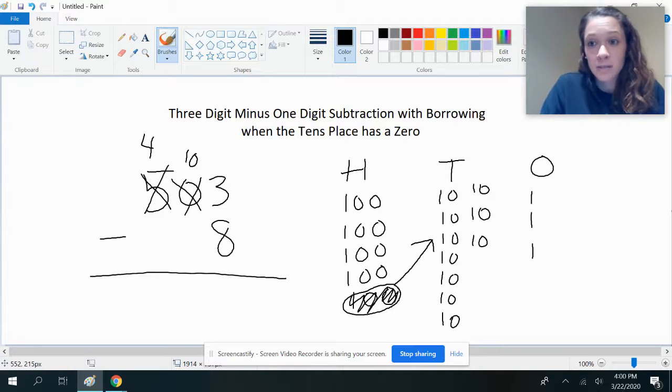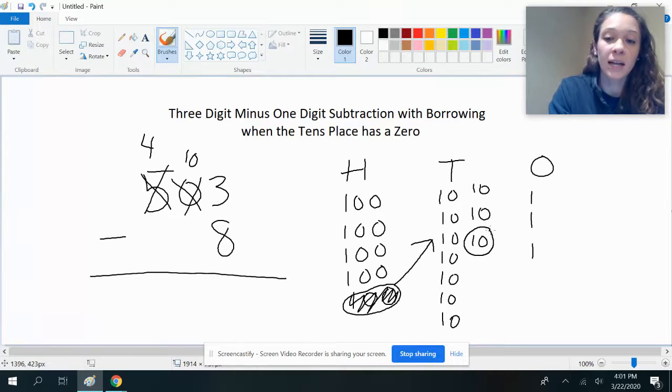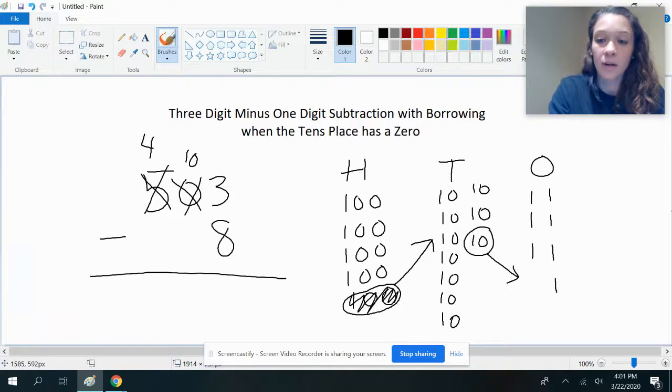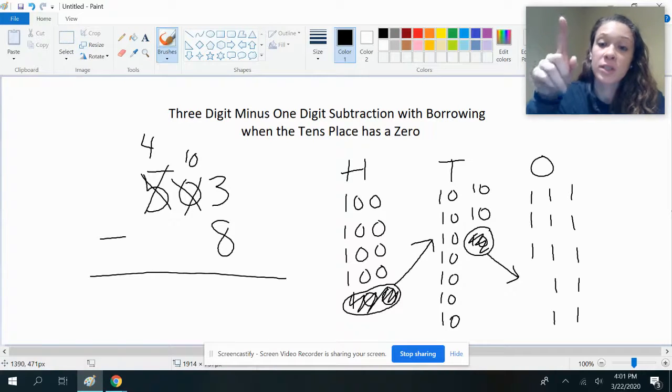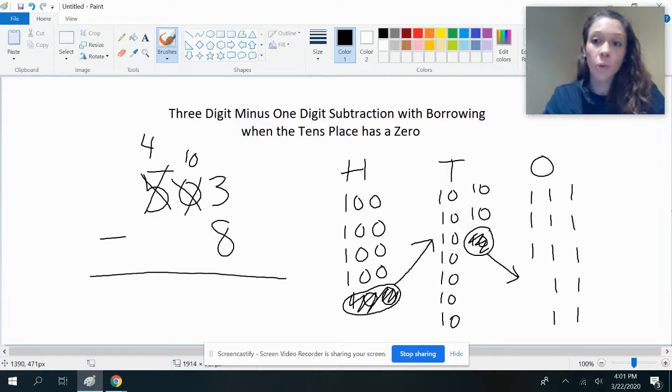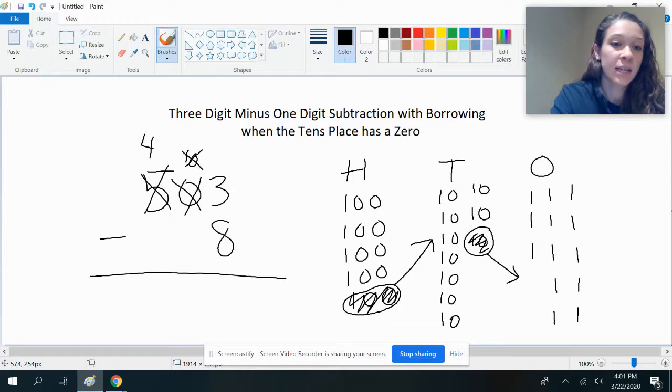And now that I've shown what I have done on my chart, now I can borrow for the ones place. So I'll circle one of the 10s, show my arrow, and I'll turn that 10 into 10 ones. So 1, 2, 3, 4, 5, 6, 7, 8, 9, 10. I'll cross that out because I've already used it. I brought it over here to the ones. Now I'll show on my numbers what I just did. So we started with 10 10s, but now I just took one away. So now I have 9 10s. Okay, so I'm going to cross out this 10 now, and I'm going to make it a 9.